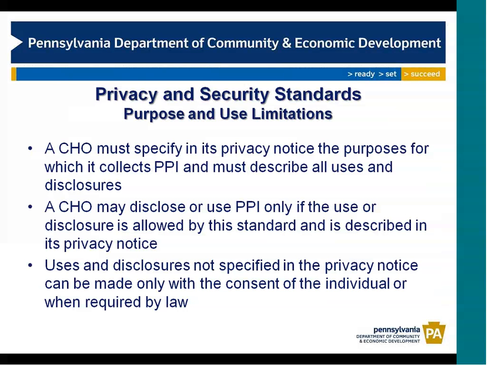A CHO may disclose or use PPI only if the use or disclosure is allowed by the standard and is described in your own privacy notices. And the use and disclosures not specified explicitly in the privacy notice can only be made with the consent of the individual, and usually we say written consent is always the best and the most true. If there's anything that you're disclosing outside of your planned use of it, or, of course, when required by law.